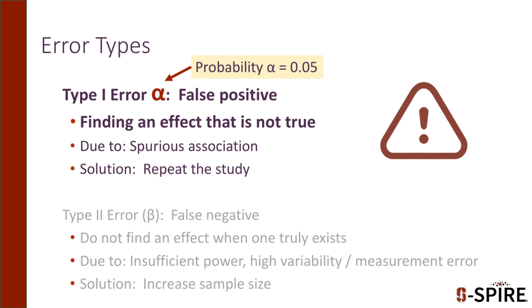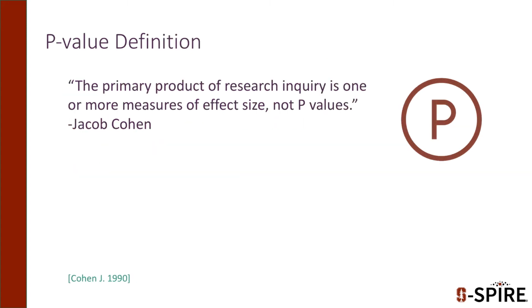We typically, and somewhat arbitrarily, set the type 1 error probability, or alpha, equal to 0.05, or a 5% probability of committing a type 1 error. We'll come back to type 2 errors in a moment. The p-value has an important place in quantitative research, but many statisticians believe it's overrated.